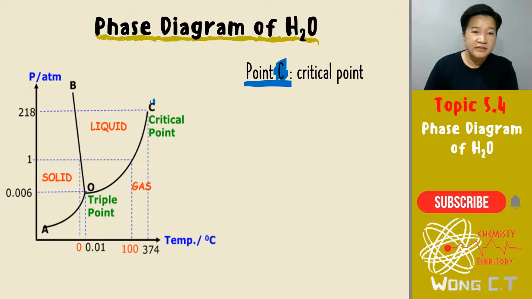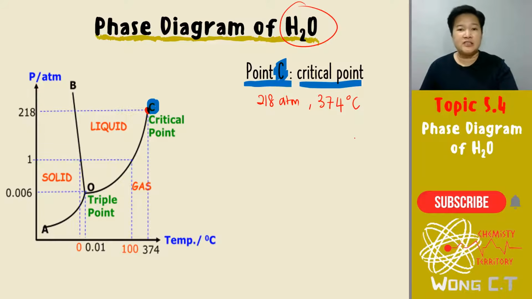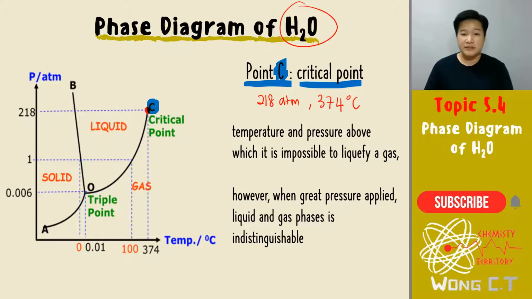So your point C over here obviously is your critical point. So that is the critical point of your water. And the critical point of your water is 218 atm and also 374 degrees Celsius. The similar explanation for your carbon dioxide, what is actually critical point?